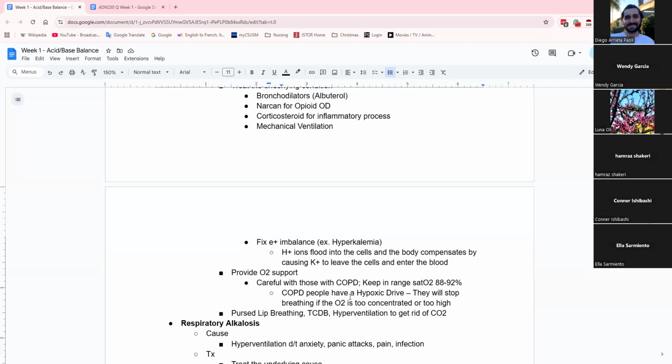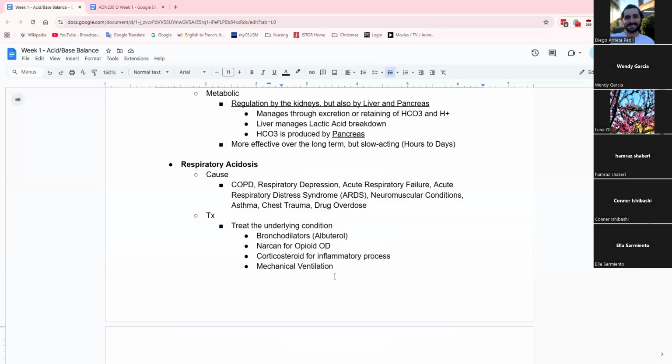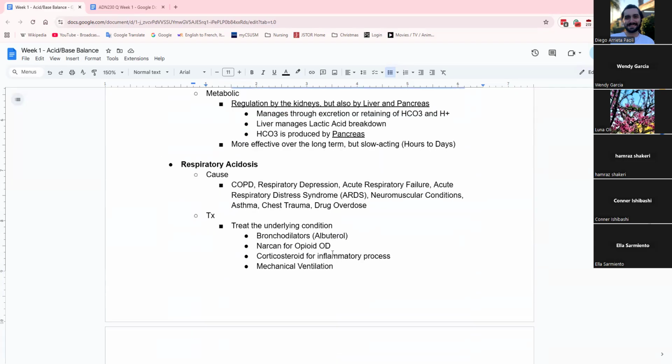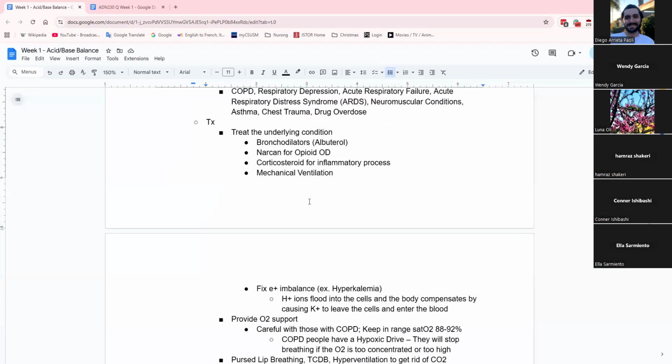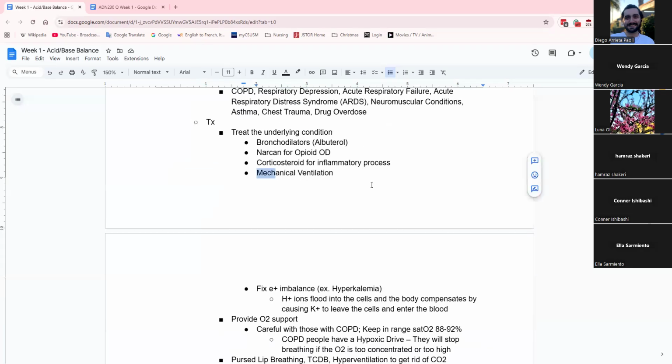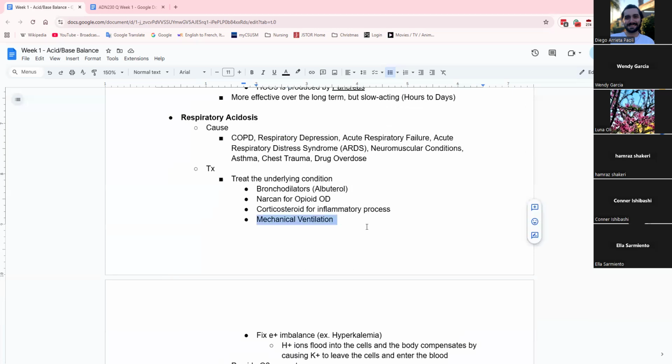They're at a higher risk of pneumothorax, spontaneous pneumothorax. So all these things to keep in mind. But kind of like we said before, the lung compensation is going to be fast acting. So you see a lot of the treatments for the acidosis, regardless of which kind it is, will include managing your respiration. So with respiratory acidosis, they're encouraged to hyperventilate to try to get rid of that CO2.